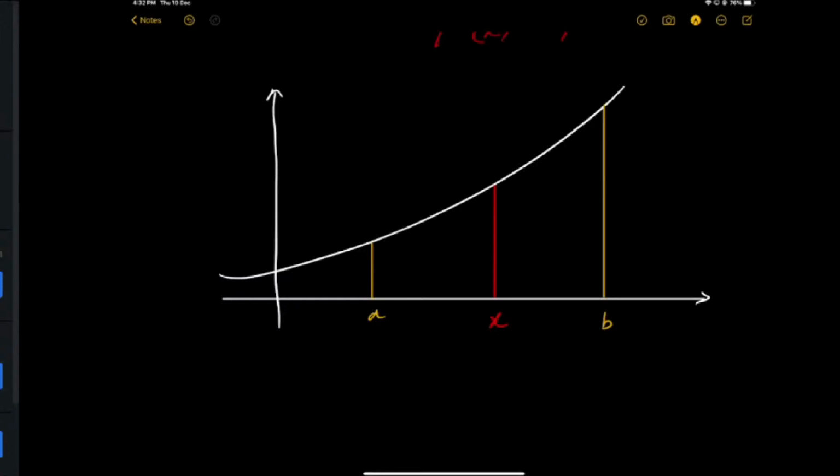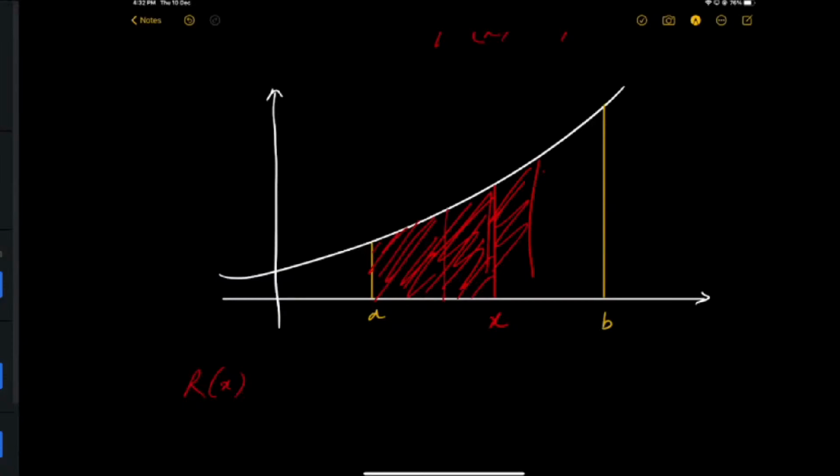Now I'll define a region R of x such that it gives me the area between x equal to a and x equal to x. So R of x gives me area till here. If x is here, I'll get area till here, and so on. Whatever x is, I'll get area starting from x equal to a up to that x. So that is defined as R of x. Clear? Okay.